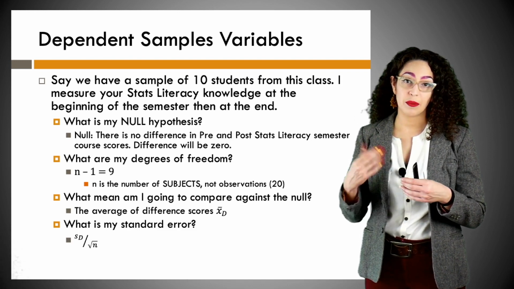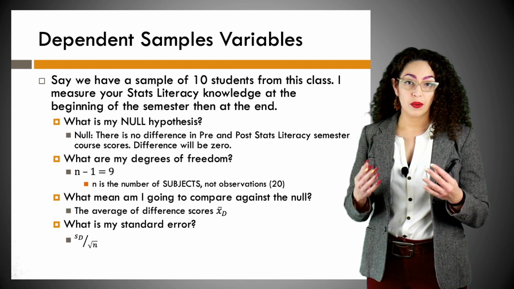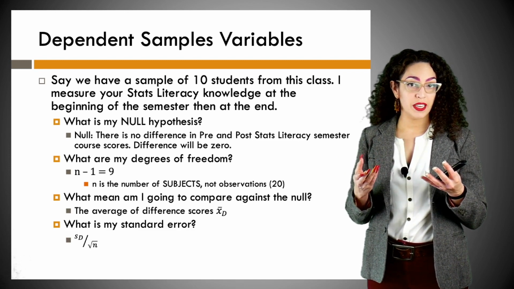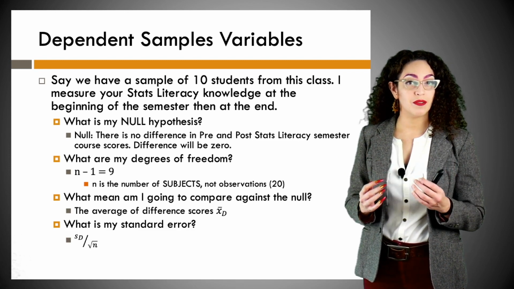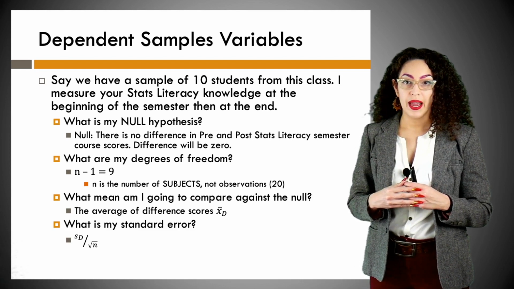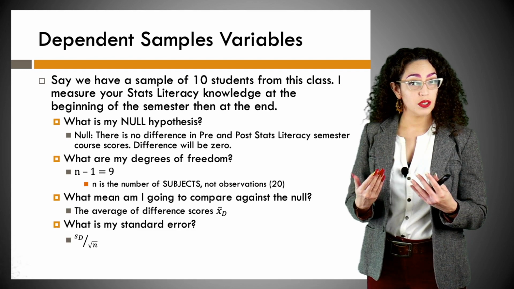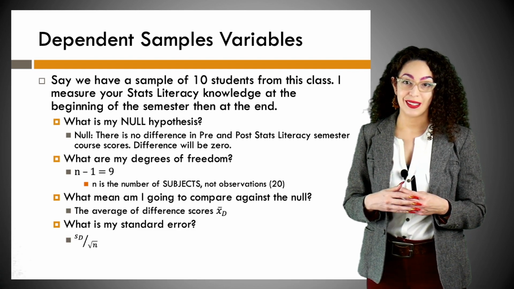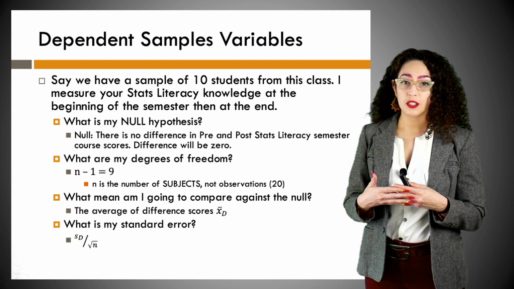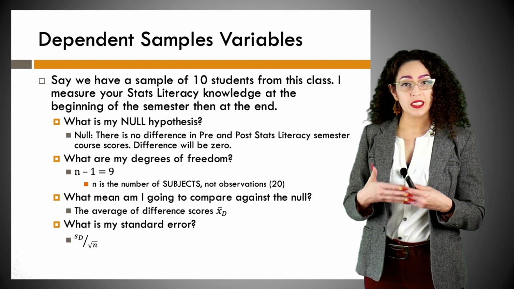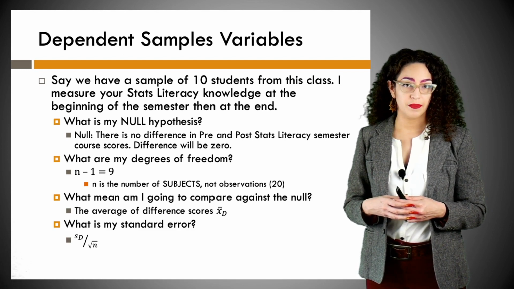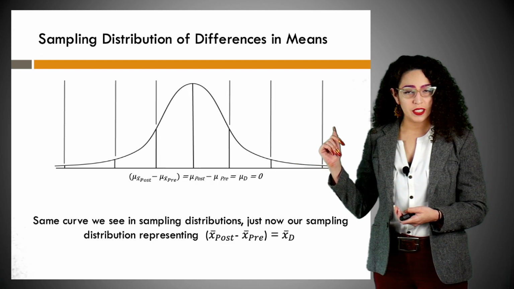Remember that the n is the number of subjects, not the number of observations. So again, if I took a pre and a post-test score for 10 people, I would technically have 20 observations, but there's only 10 people involved in the study. And what mean am I going to compare against the null? The average of the difference scores, which we will see how to calculate in just a second here. And my standard error is just going to be the standard deviation of the differences divided by the square root of n.